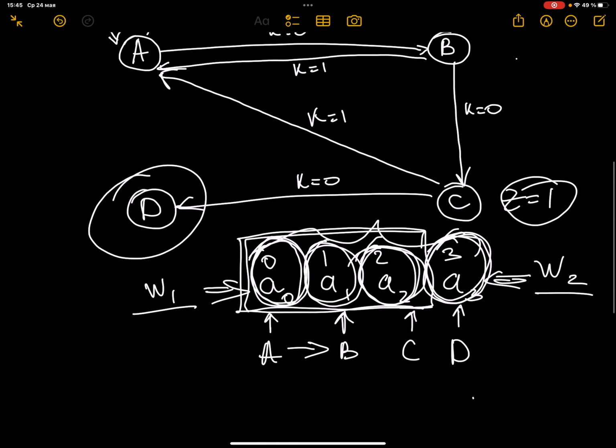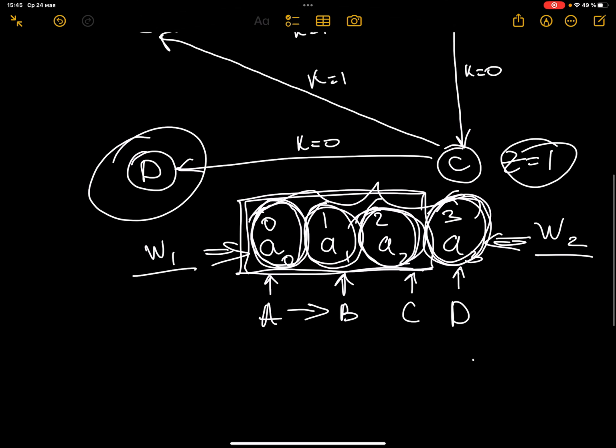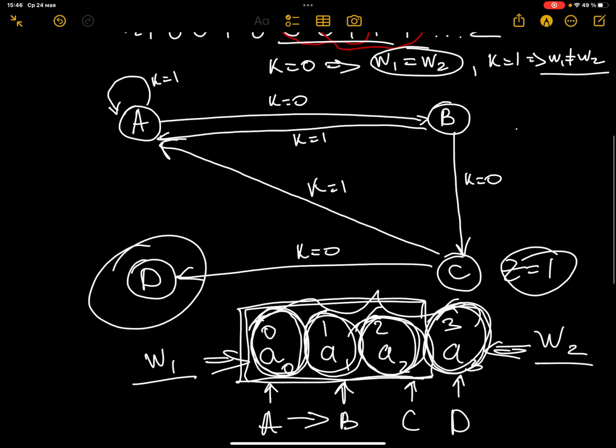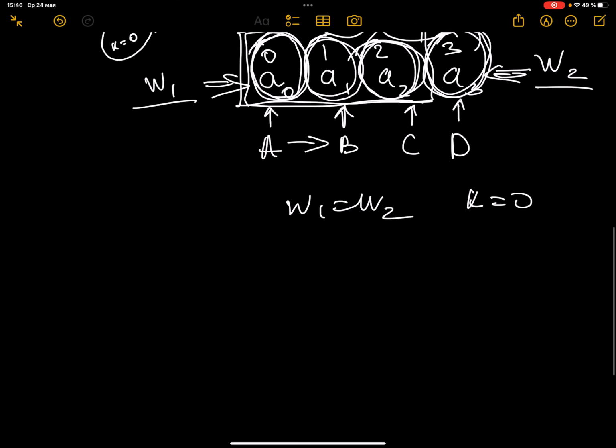So now let's analyze. If the fourth bit is also the same, W1 and W2 are the same, and K is 0, what happens? What state comes next? We again go to D, if K is 0. Why? Because there's no point of going to A. In order to understand why, when K is 0, we go again to D, you should understand what happens when K is 1.